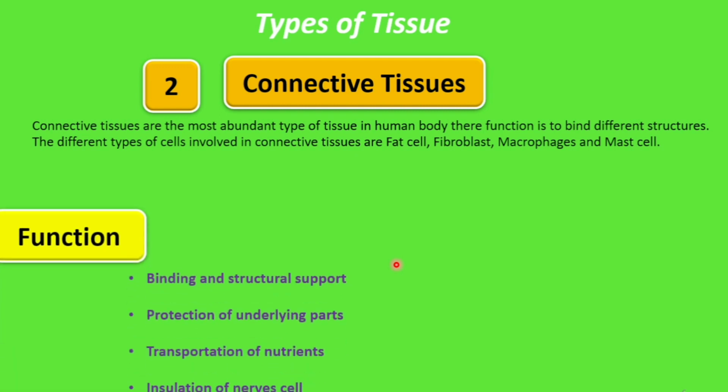If we talk about the function of connective tissue, these tissues perform the following functions. Number 1, binding and structural support. Number 2, protection of underlying parts. Number 3, transportation of nutrients. And number 4, insulation of the nerve cells.